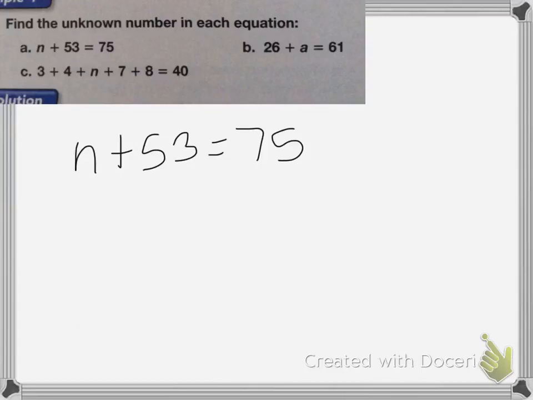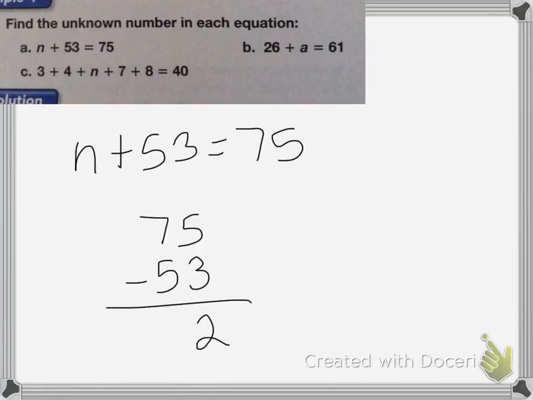Now if it's an addition problem, you're always going to do the reverse operation to find your missing number. So the opposite of addition is subtraction. So you're going to subtract 53 from 75 to find your answer. Okay, 5 minus 3 is 2, 7 minus 5 is 2 as well. So n is equal to 22.